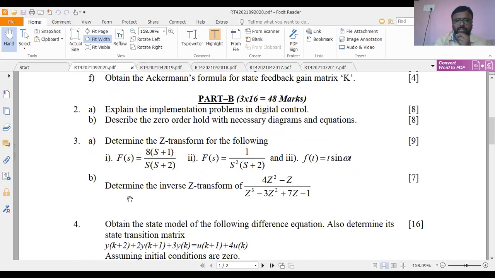And the next one is to derive the inverse Z transform for 4z square minus z divided by z cube minus 3z square plus 7z minus 1. For determination of the inverse Z transform, you can adopt any kind of method, that is the partial fraction method, residue method, or long division method.